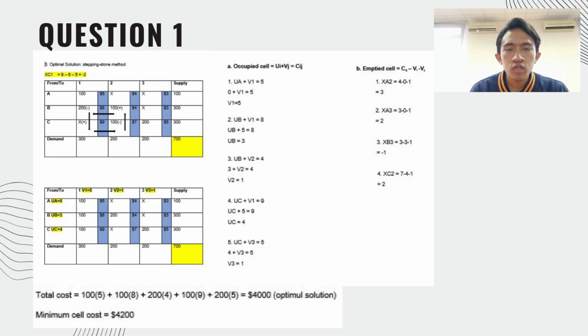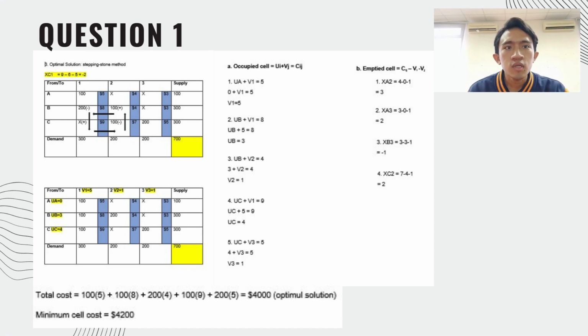Then we need to recompute the Ui and Vj values. As you can see on the slide, for the occupied cell, Ui plus Vj equals Cij. So we get V1 is 5, UB is 3, V2 is 1, UC is 4, and V3 is 1.